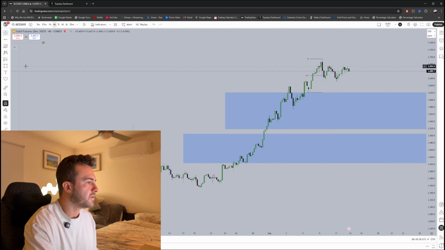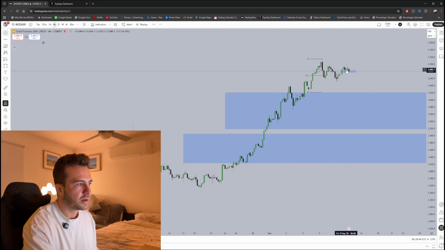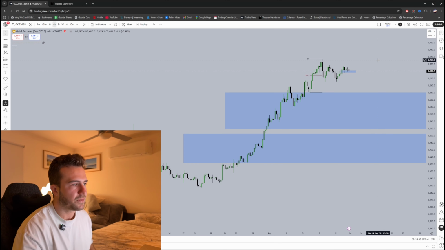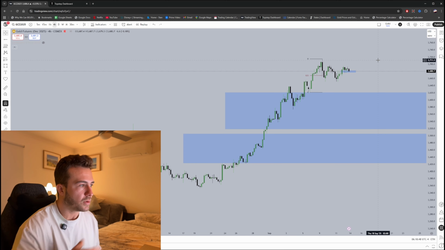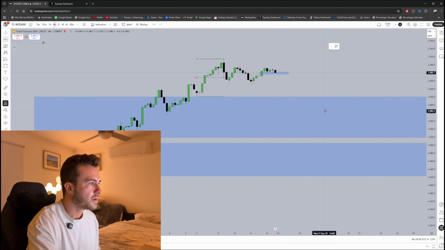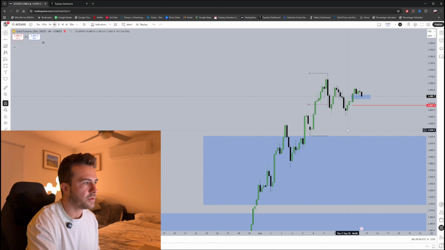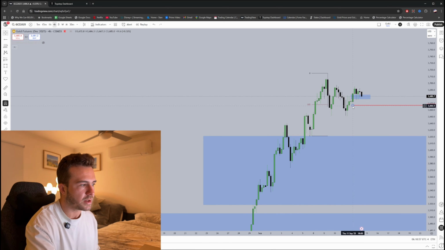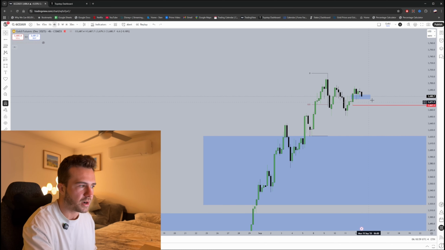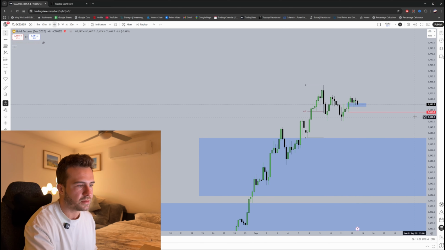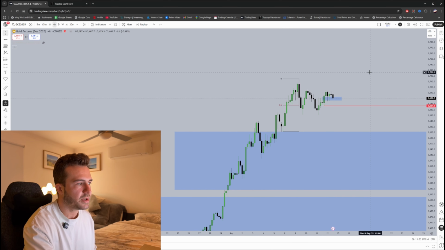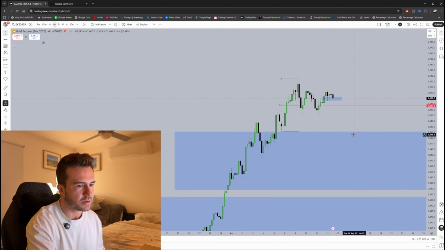We haven't actually violated this 4-hour fair value yet here. Even though it went sideways all day Friday, it hasn't actually violated that 4-hour fair value by closing below it or by going below this 4-hour swing low. If it was to close below this 4-hour fair value gap or go below that low, then I would maybe look for continuously sideways price action next week, or actually it going lower. That's what I would kind of try and frame.